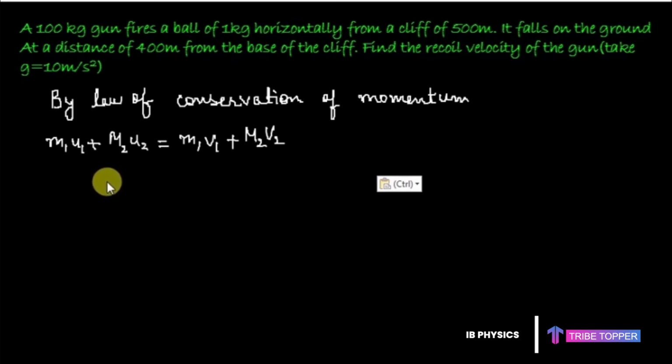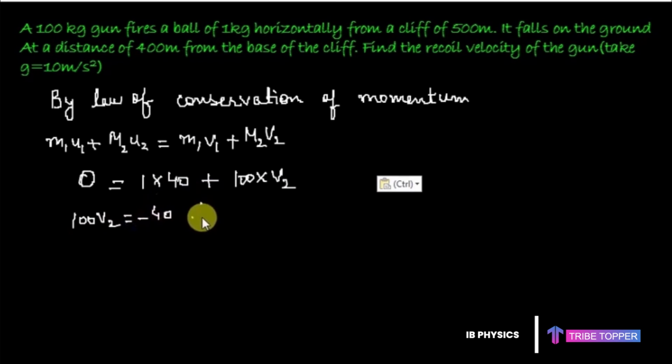Since the entire system was at rest before firing the gun, the left side is 0, and here we have m1, the mass of the ball, which is 1, times its velocity, 40 meters per second as we found out, plus m2, the mass of the gun, which is 100, times v2, the recoil velocity of the gun, which we have to find out. So this 40 goes to the other side, so we have 100 v2 is equal to minus 40. Therefore v2 is equal to minus 40 upon 100, and dividing this we get minus 2 by 5.